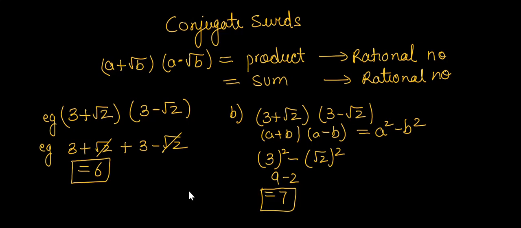So in this we found that if they have to be called conjugates of each other, the product of them and the sum of them should be a rational number. If you see, the conjugates always act like a rationalizing factor also. So to rationalize 3 plus root 2, its conjugate or its rationalizing factor will be 3 minus root 2.